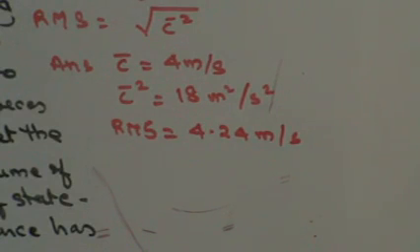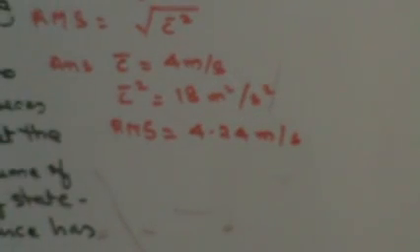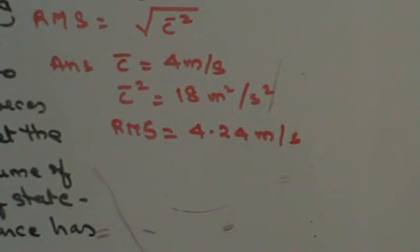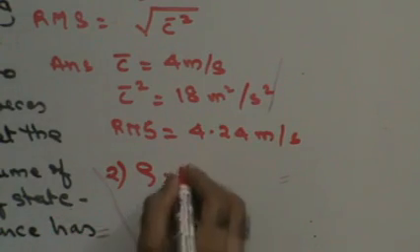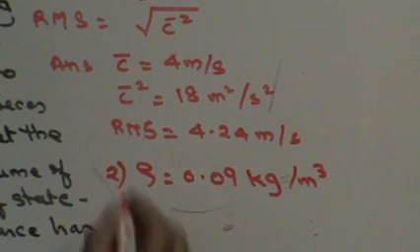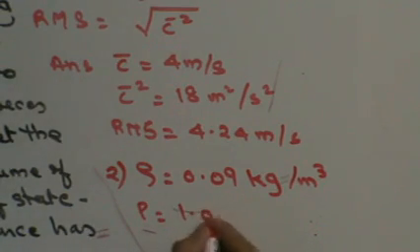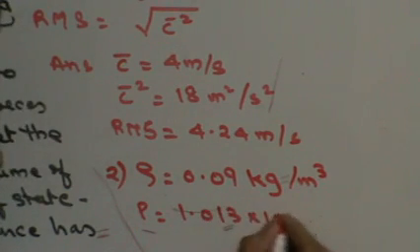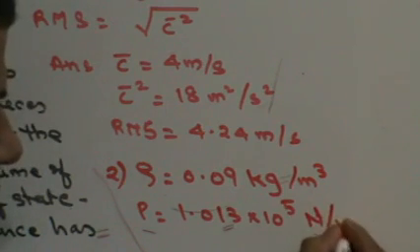Calculate the RMS velocity of hydrogen at MTP if the density of hydrogen is 0.09 kgs per meter cube and pressure is 1.013 into 10 raised to 5 newtons per meter square.